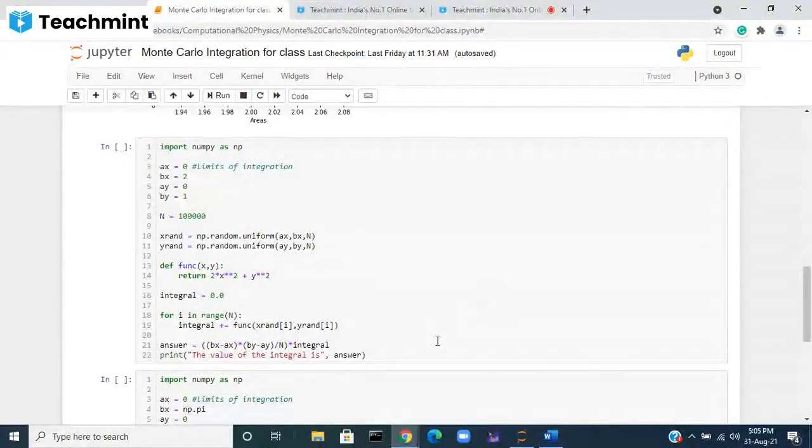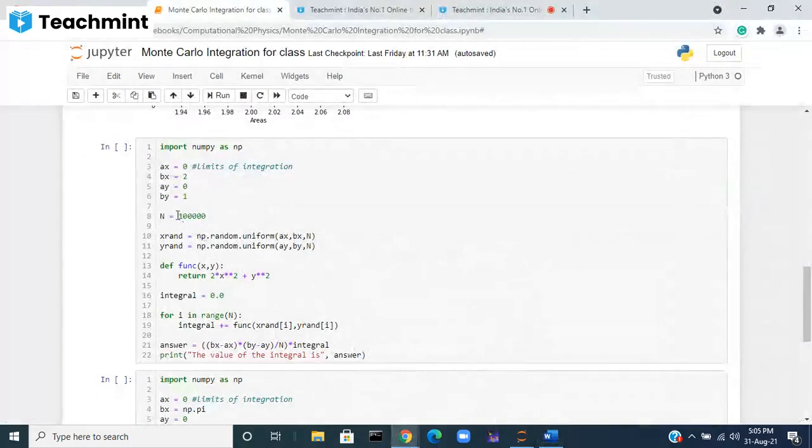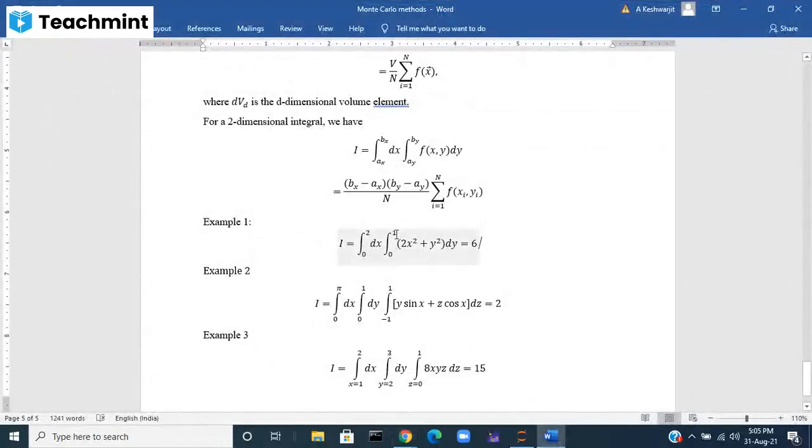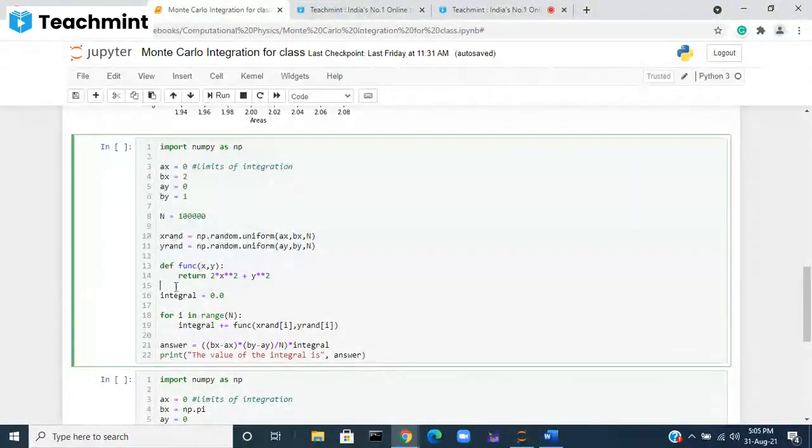Okay, so let me show you the integral again. The limits of x are 0 to 2, and the limits of y are 0 to 1. So ax is 0, bx is 2, ay is 0, by is 1. And what is the integrand? The integrand is 2x squared plus y squared. That is the function which we have defined here: a function of x and y, that is 2 multiplied by x squared plus y squared.